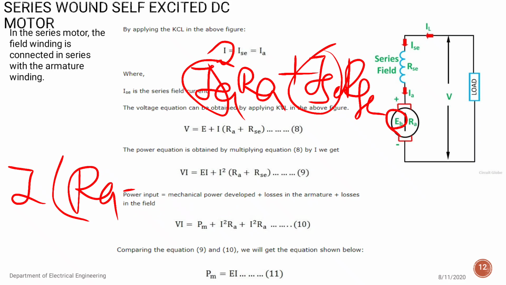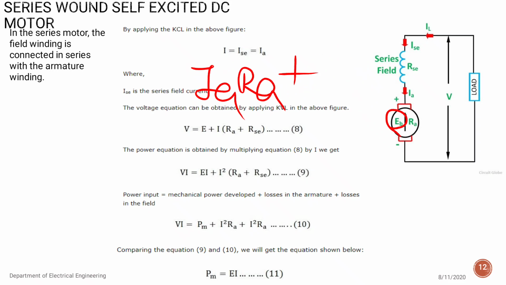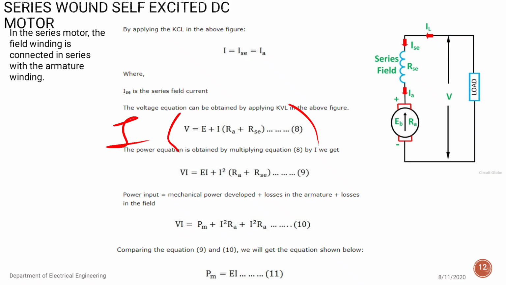Now we'll go for the next. Again, to find the power equation we have to multiply by I on both sides of the equation. So I into V is VI, E into I is EI, and here if we multiply by I, then I becomes I square. Now, to find the power input, easily see, power input is equal to VI, mechanical power is PM, losses are Ia square Ra, and losses in the field are I square Rse.